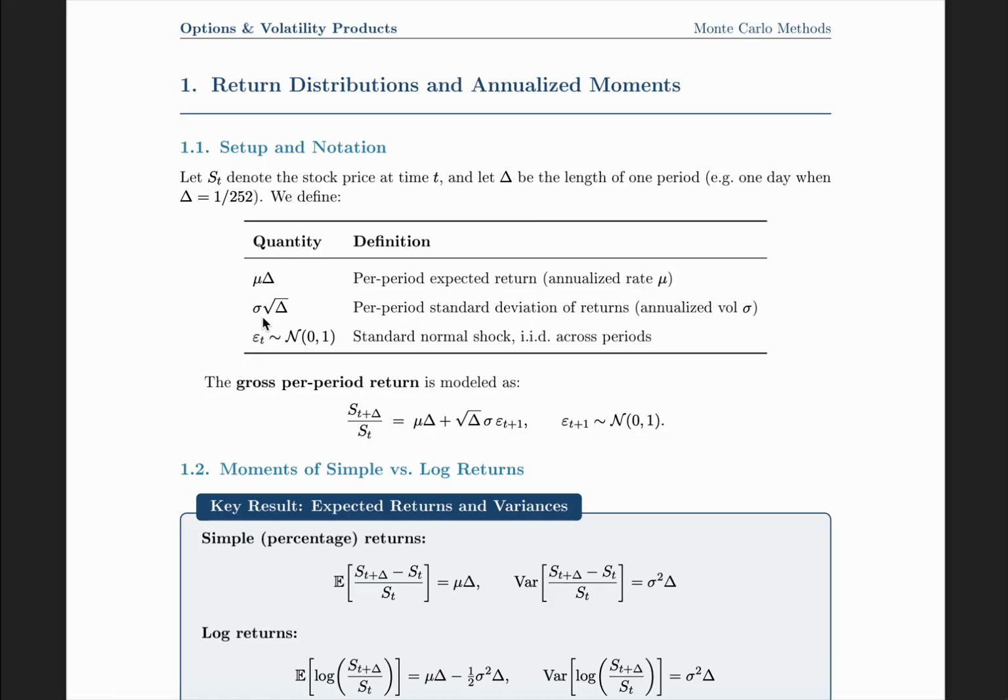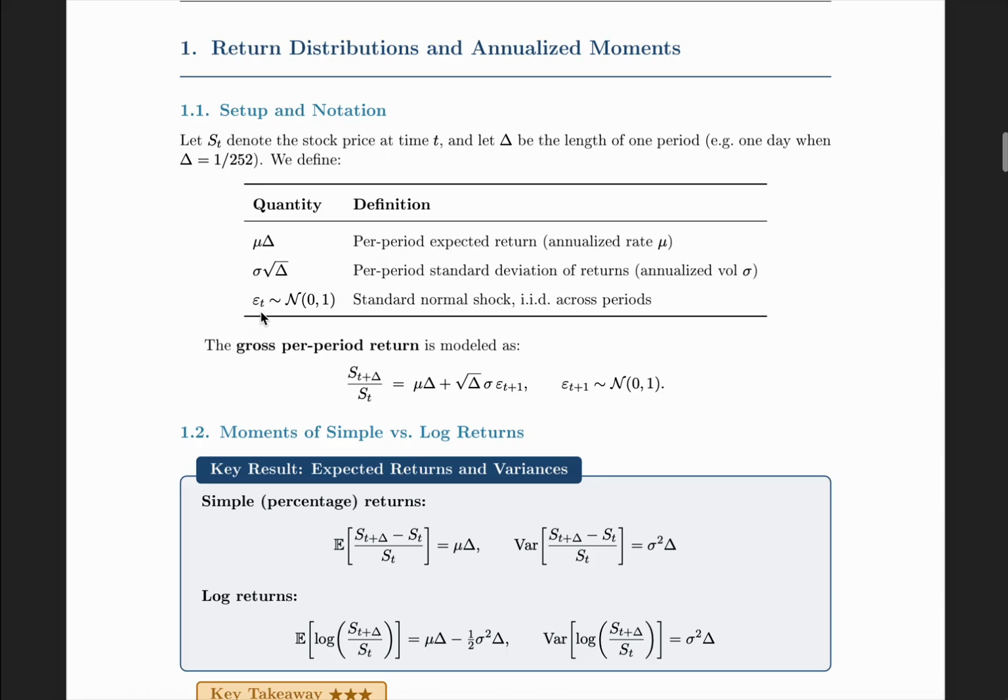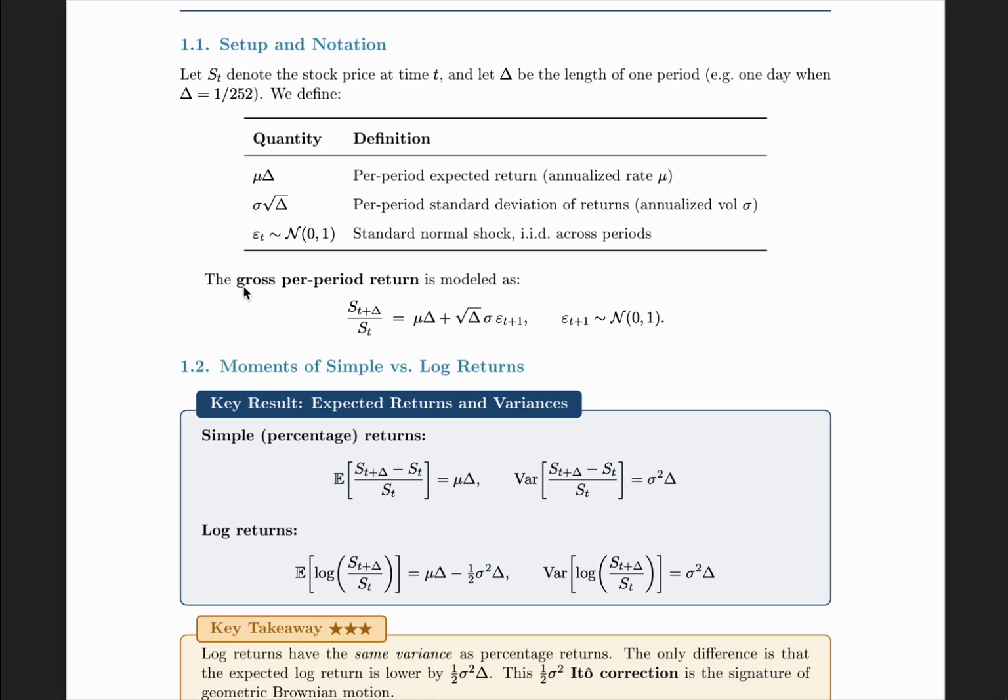Similarly, since we know that the variance of return scales linearly with delta, the standard deviation scales with the square root of delta, and we're also introducing another variable called epsilon, which we're taking to be a normal distribution with mean 0 and standard deviation 1. We will realize what this is for later on. So we will define the gross per period return as mu delta, which is the mean return per period, plus the standard deviation times this factor. This is the randomized component.